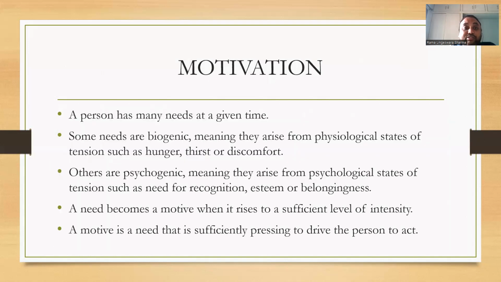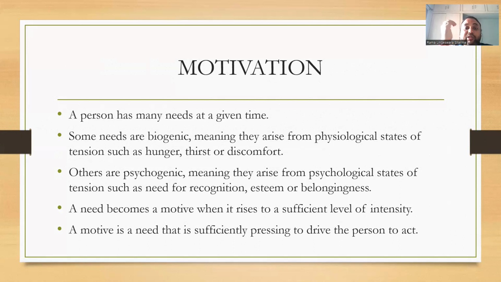What is motivation? A person has many needs at a given time, right? You have many needs. Needs are many and the resources are scarce. It is an economic problem also. A person has many needs at a given time. Some needs are biogenic, meaning they arise from physiological states of tension, such as hunger, thirst, or discomfort. The meaning of that is they arise from physiological states of tension.